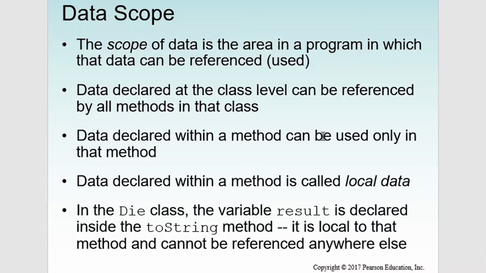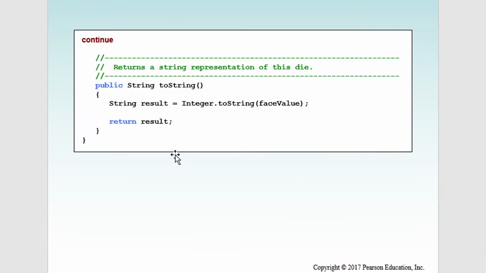Data declared within a method is called local data. In the die class, the variable result is declared inside the toString method. It is local to the method and cannot be referenced anywhere else. So here's the toString method that they had for their die class. What they're talking about is this result variable here in the toString method. It holds the value of the face value as a string, and then that value is returned out. So this variable can only be accessed within this toString method. And this is what they call a local variable because it's local to this method only.